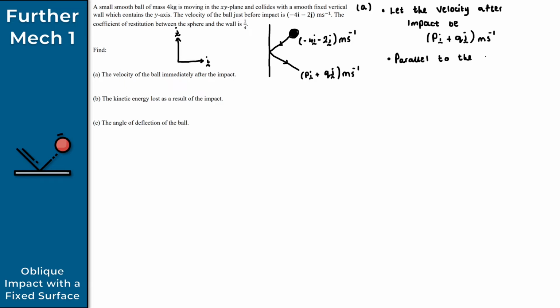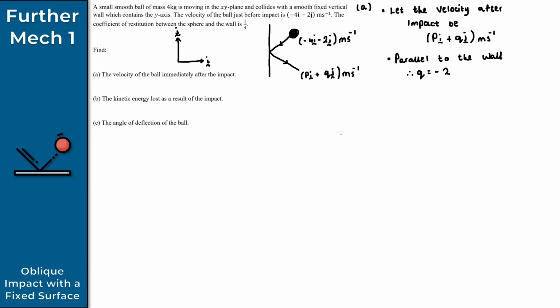So parallel to the wall then. Well, in that case here, if we're parallel to the wall, I can just simply see that Q must be equal to minus 2 as well, right? So parallel to the wall here, in that case then, Q will just simply be minus 2, like so.